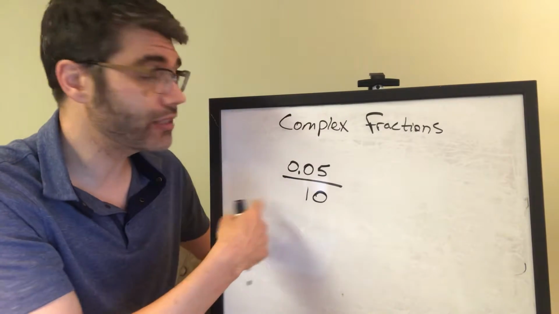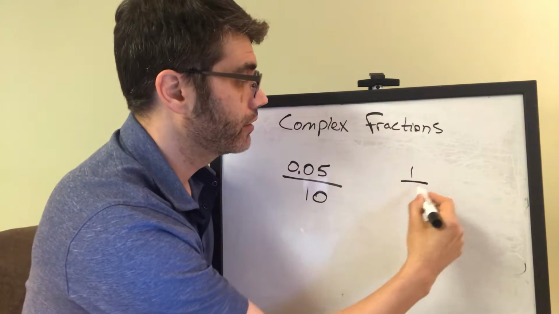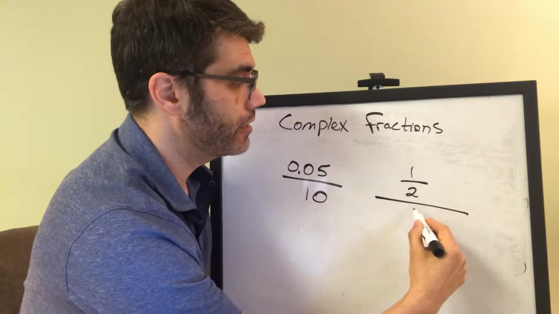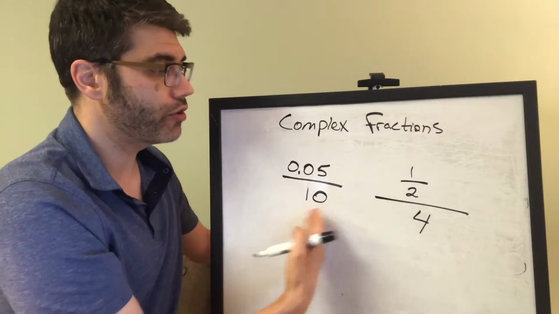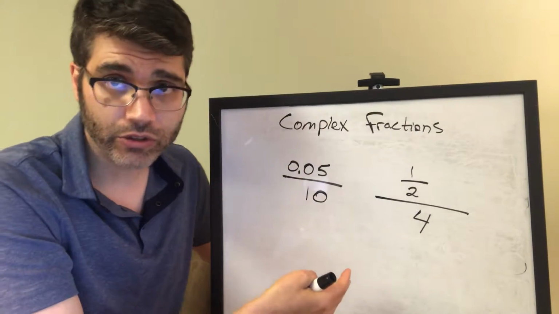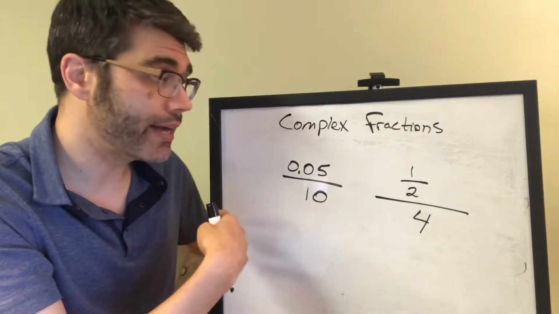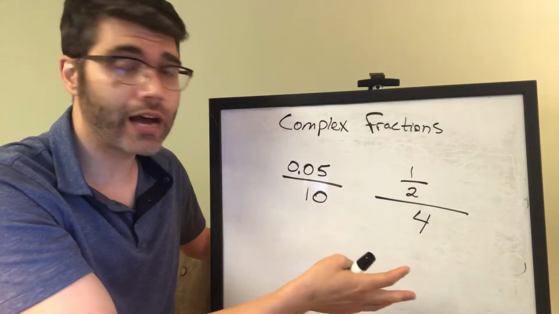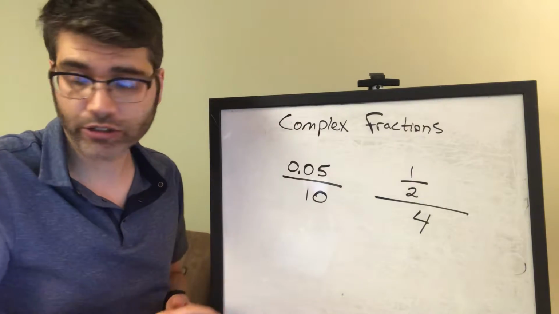So this, for instance, is a complex fraction. Here, this is considered a complex fraction. Do you see that there's a fraction within the fraction? So both of these are complex fractions. You can turn them into regular fractions, but as they are right now, you cannot leave them in this state for your final answer.